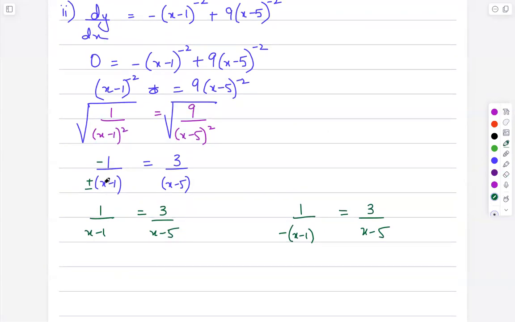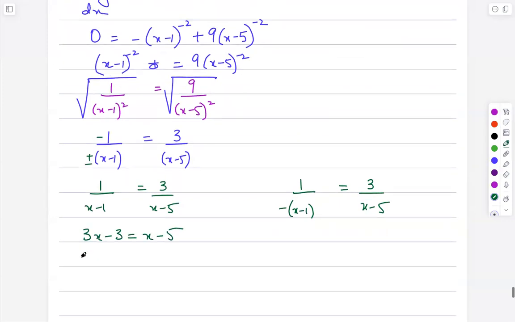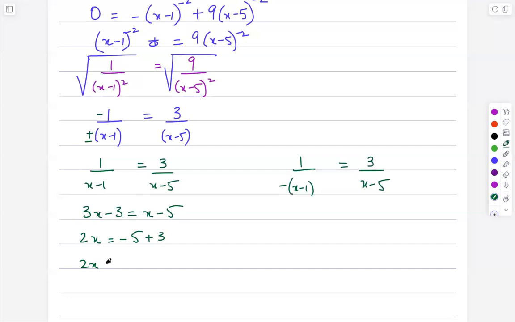So this will become 1 upon x minus 1, and this is 3 upon x minus 5. Cross multiplying it with 1, this will be 3x minus 3 is equal to x minus 5. So 3x minus x will become 2x, and this will be minus 5 plus 3. So 2x is equal to minus 2, and x will be equal to minus 1. And then this will become minus x plus 1.